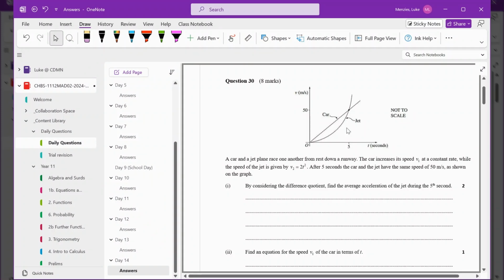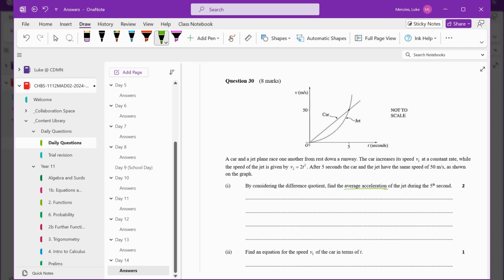Okay, so a car and a jet plane race one another down the runway. The car increases its speed v1 at a constant rate, while the speed of the jet is given by that. After 5 seconds, the car and the jet have the same speed of 50 meters per second, as shown. By considering the difference quotient, find the average acceleration of the jet during the 5 seconds. The fact that it says average acceleration means you need to use the average rate of change.